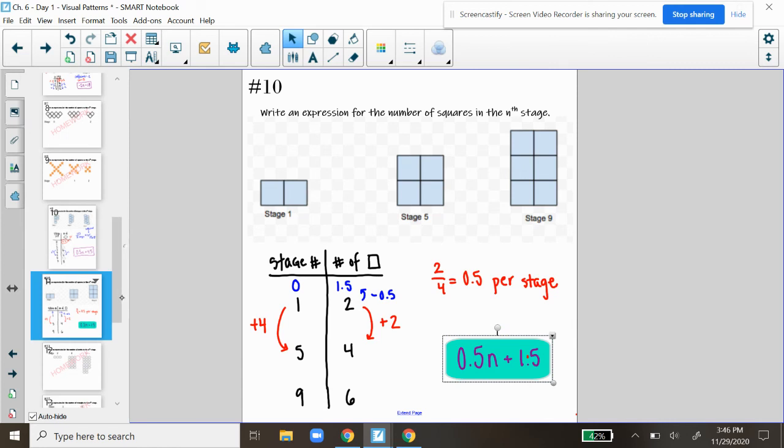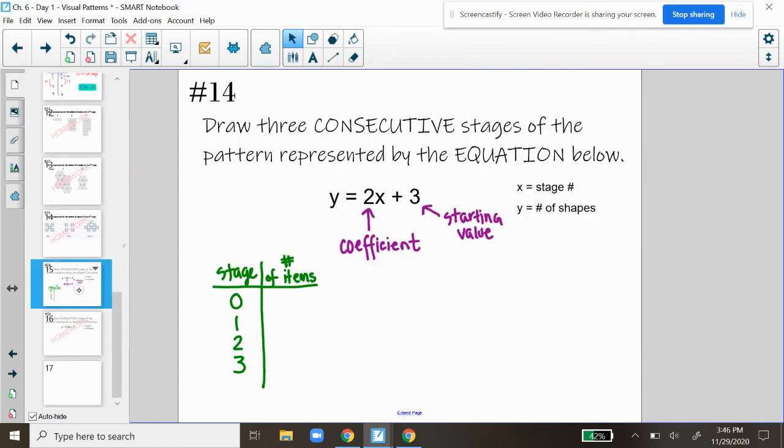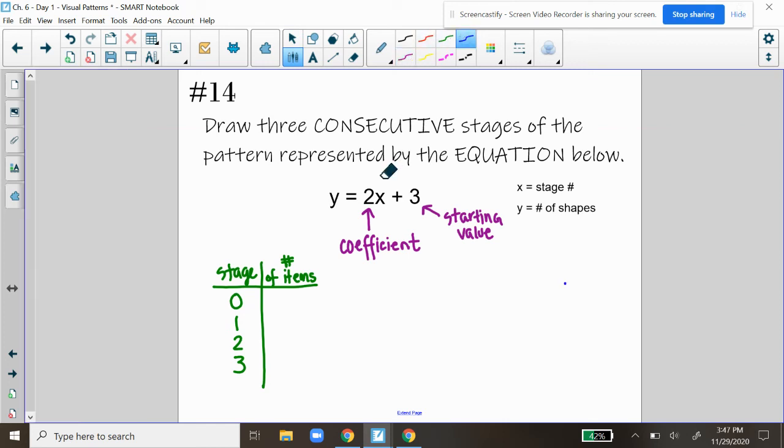Okay, awesome. All right, the last type of question we are going to do is, what if I gave you, in this situation, it's actually an equation, right? Because I have that equal sign. What if I gave you an equation and I want you to draw the pattern? So if you have y equals 2x plus 3, remember here that this is going to be your stage, right? So this is x, and y is going to be the number of whatever items are in your pattern.